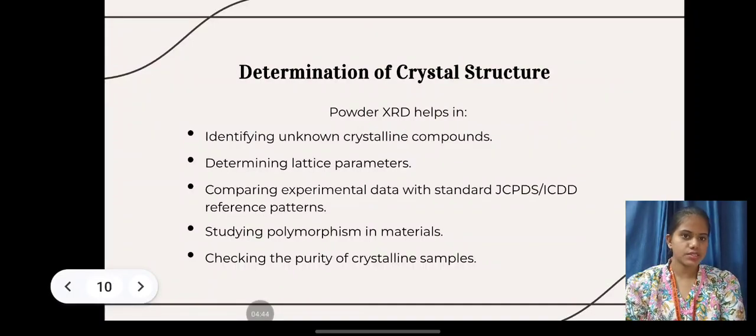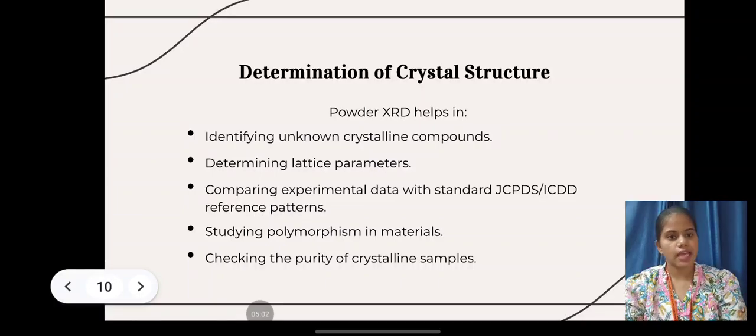Determination of crystalline structure. Identify unknown crystalline compounds. Determining lattice parameters. Comparing experimental data with standard JCPDS or ICDD reference patterns. Checking the purity of crystalline samples.